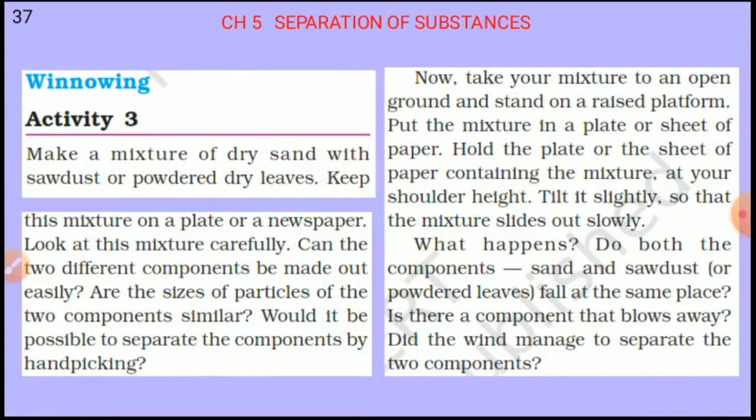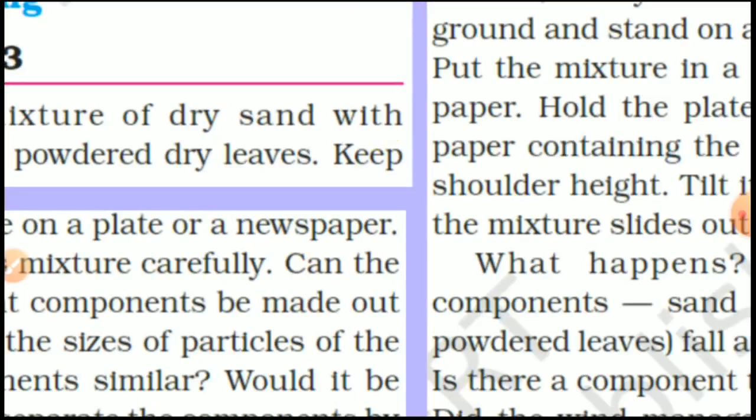Hello students, this is part 3 of chapter 5, separation of substances, standard 6th science. By this time we are discussing the methods of separation, and in the last part we discussed the methods, those are hand picking and threshing. In this video we are going to discuss winnowing, in which there is activity 3. Let's see that.